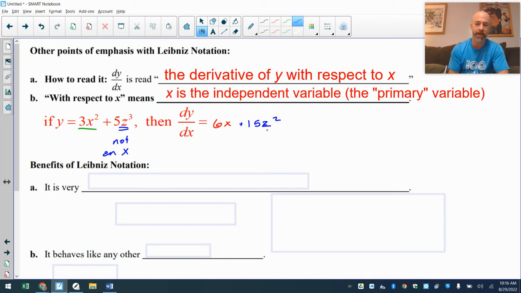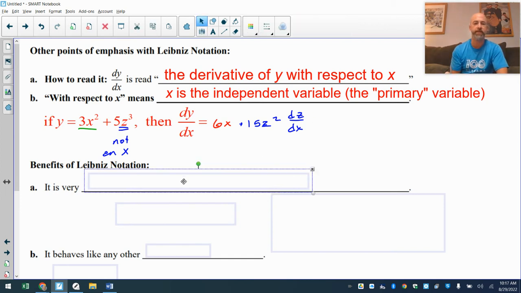But since that's not an x, we have to tack on this little special notation. We put a dz dx after it because z is not an x. And don't worry about the details of that. I'm just giving you a preview of what the dx means in the denominator. We'll deal more with that type of derivative later.